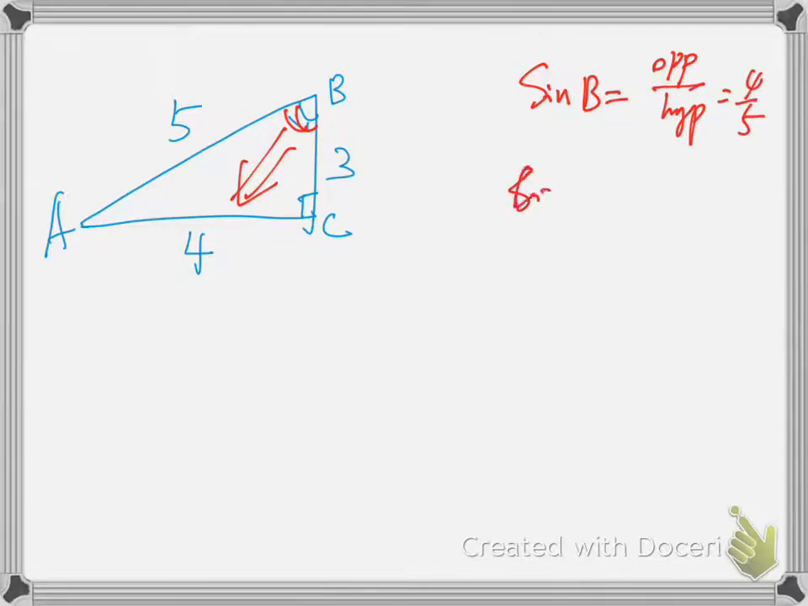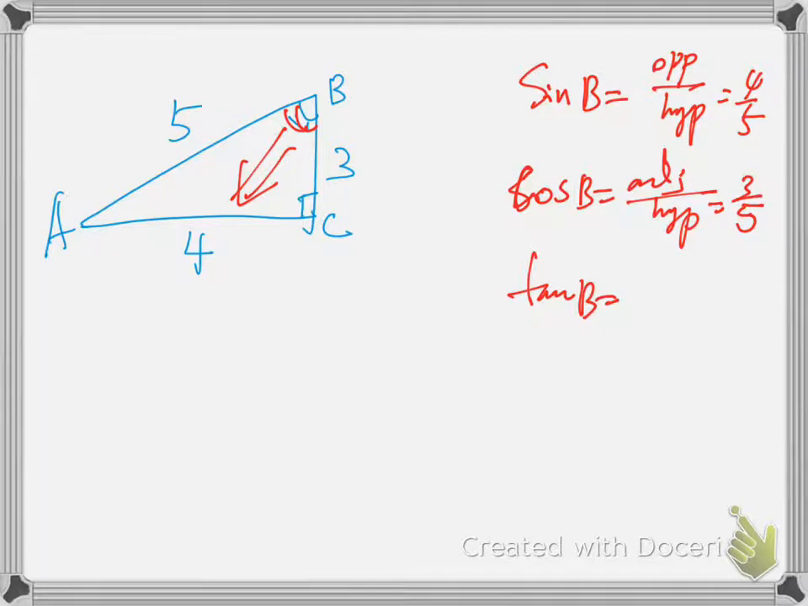Cosine B is adjacent side of B over hypotenuse, so it's 3 over 5. And tangent B is opposite of B over adjacent, so this is 4 over 3. So the trig values of angle A and angle B are completely different. So let's finish the other three.